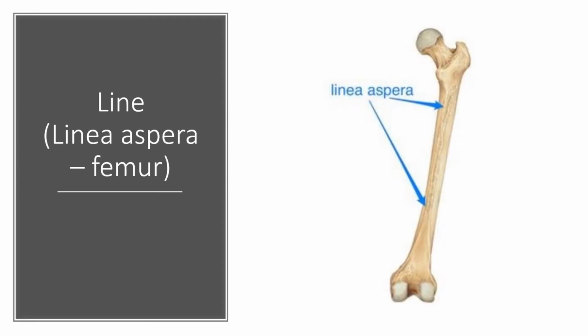This is a long, narrow ridge. The answer is a line, best example being the linea aspera on the femur.